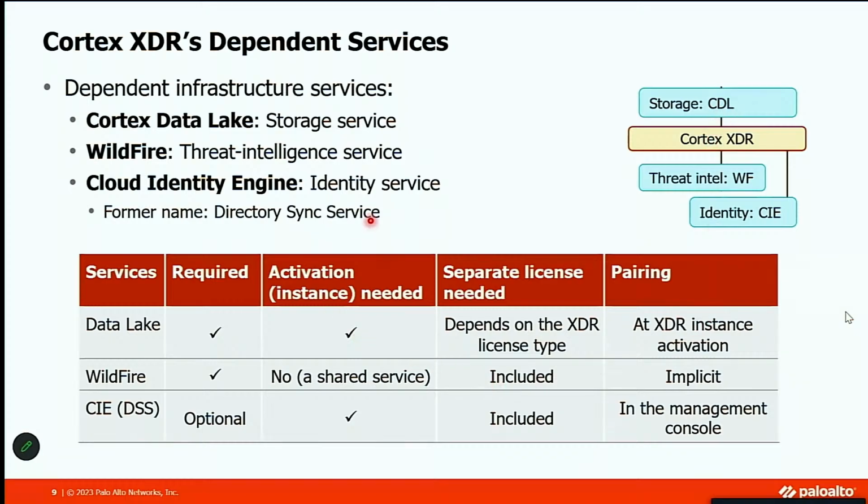So the one we don't need, optional, provides an identity service. Some of you who have been doing Palo Alto Networks for a long time might remember this is the directory sync service. We now call it the Cloud Identity Engine, optional. We'll go through the process to activate your free CIE instance if you want it. And then we pair your CIE instance with Cortex XDR in the management console. So that's what we call dependent services. But again, CIE is optional.